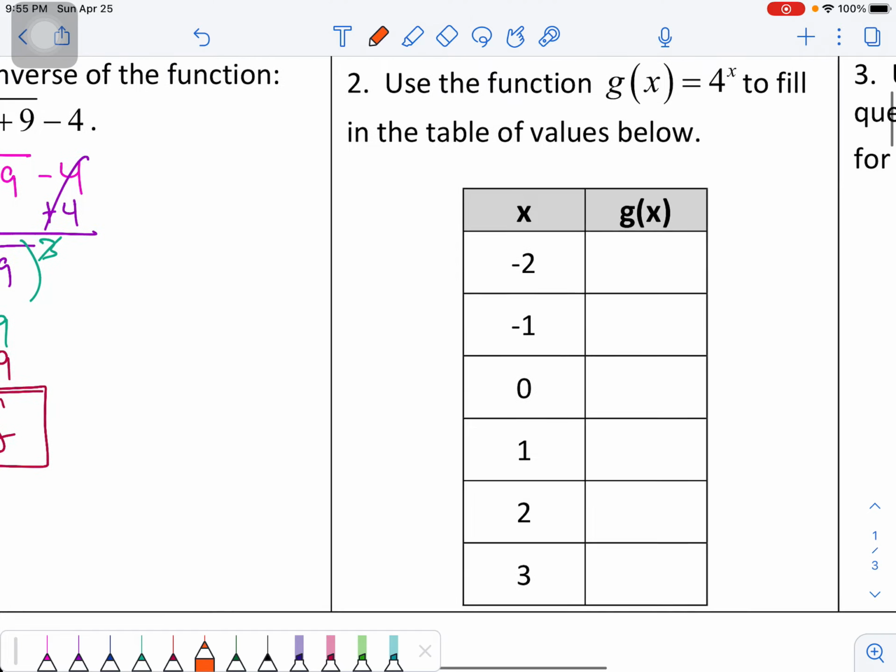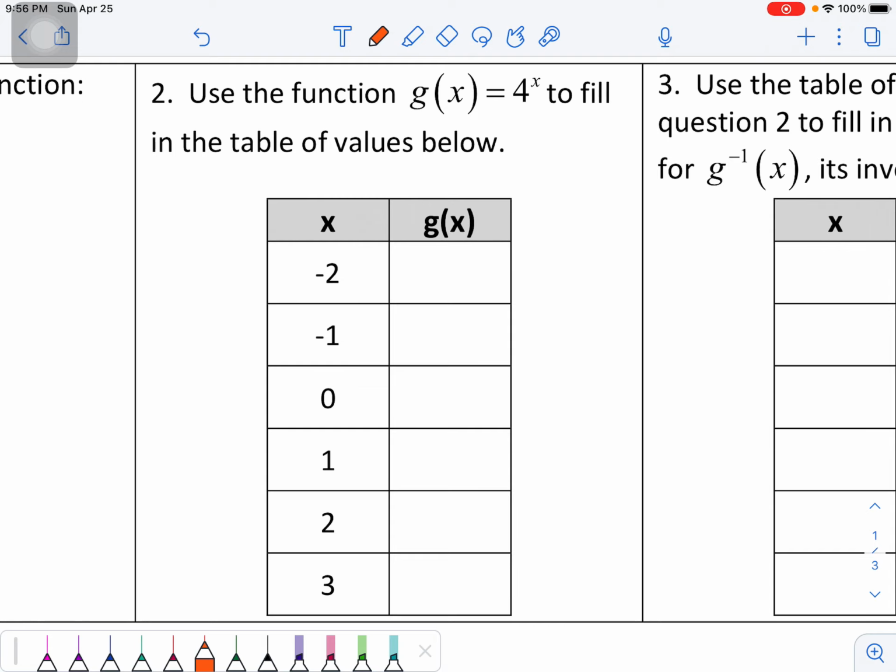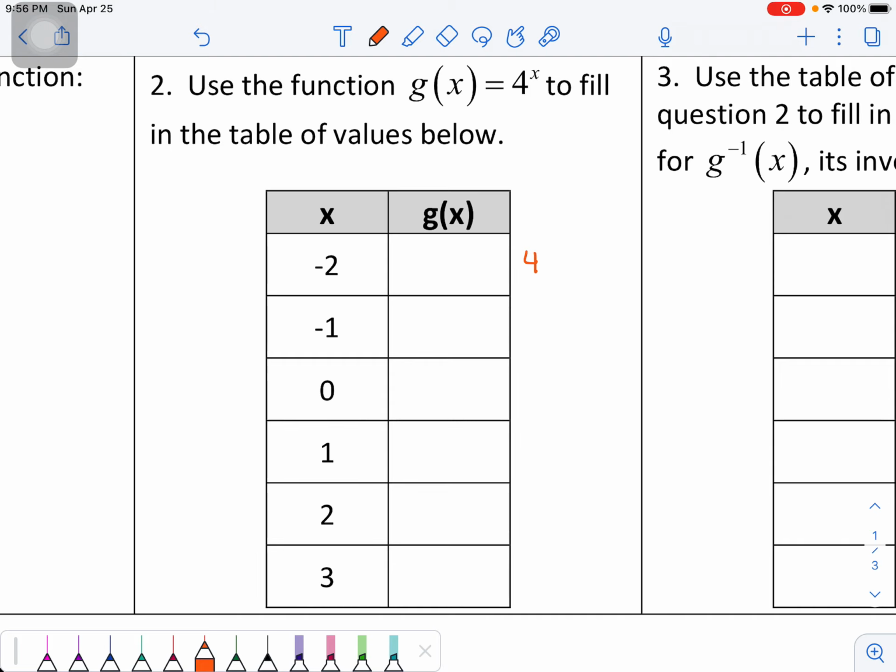I'm going to slide over to problem number 2. And this is kind of like what we were doing with those exponential growth and decay functions. It says use the function g of x equals 4 to the x to fill the table of values below. And so that means I am going to take 4 to the negative 2, 4 to the negative 1, 4 to the 0, 4 to the first, 4 to the second, and 4 to the third. And I want to fill in all those values. I'm actually going to start about halfway down the table. I'm going to start with 0. 4 to the 0 is 1. 4 to the first is 4. 4 squared is 16. 4 cubed is 64.